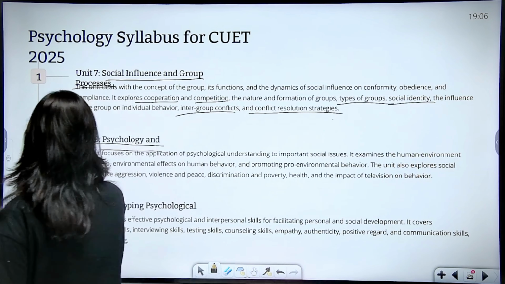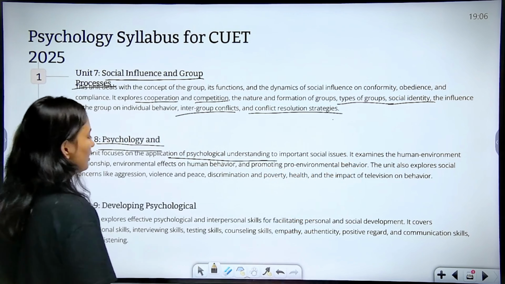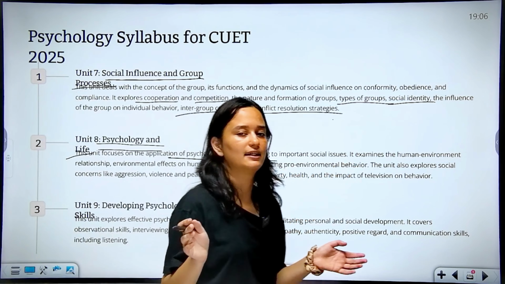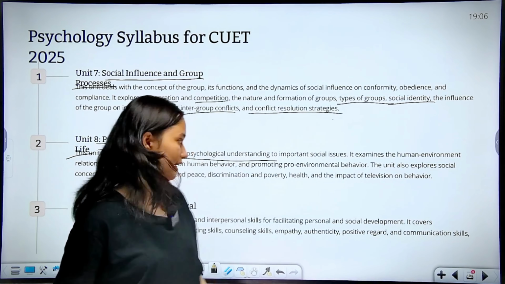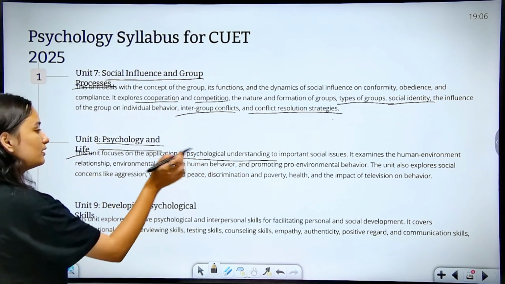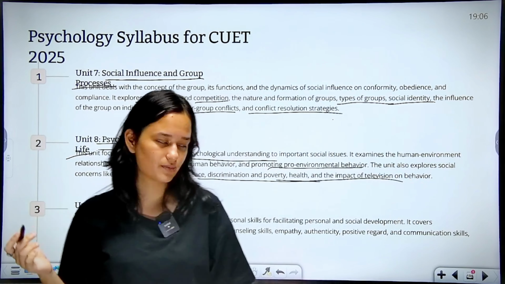Unit 8 is psychology and life. It focuses on the application of psychological understanding to important social issues. Whatever psychological understanding you've gained in previous units, how to apply that in your everyday life. What is the human-environment relationship, environmental effects on human behavior, pro-environment behavior, social aggression, violence, peace, discrimination, poverty. So it explores these kinds of terms.